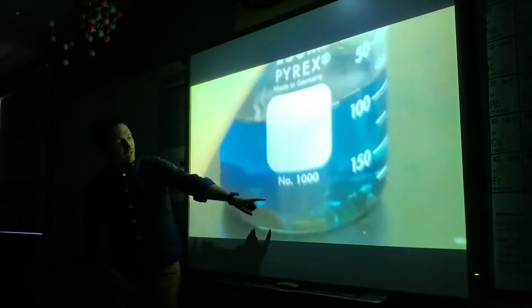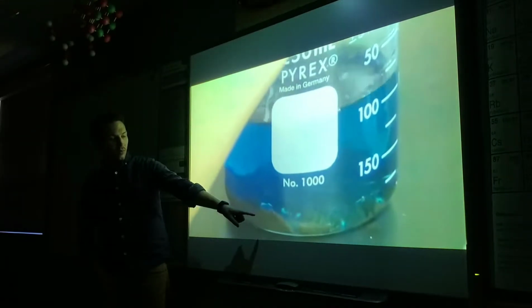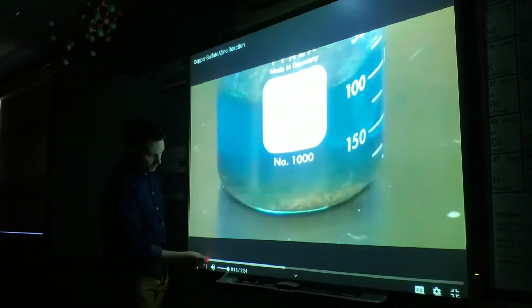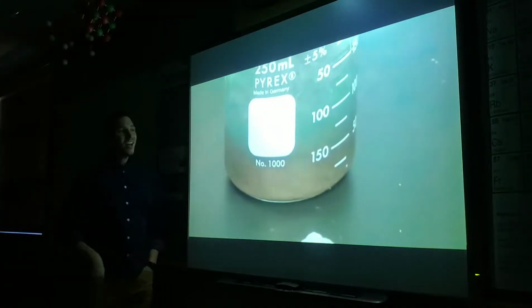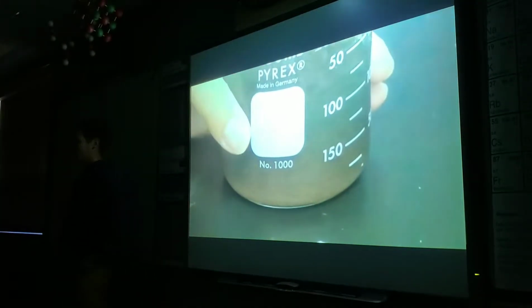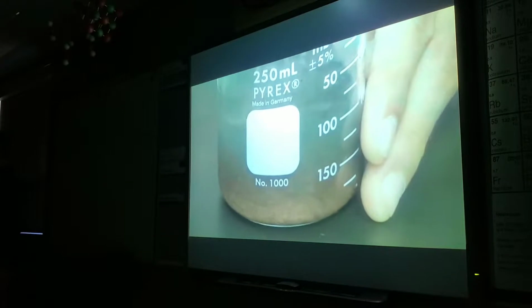So we've added some zinc powder to the bottom of the copper 2 sulfate. And we're just going to scooch ahead a little bit in time. And what do you notice is happening to the color of the copper 2 sulfate solution?